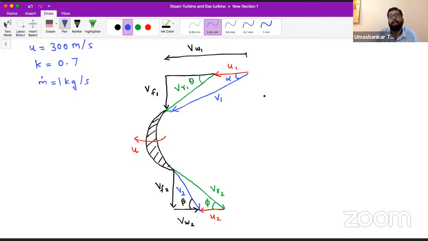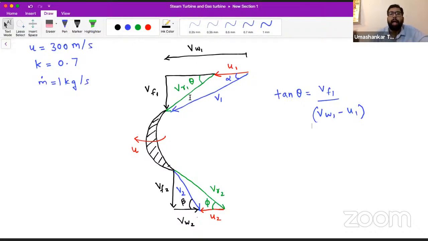So if we have to calculate theta, can I write like this, that tan theta is equal to Vf1 upon Vw1, where Vw1 is V1 cos alpha, minus U1, and U1, U2 is same only. I'm seeing this black and green triangle. So this tan theta is nothing but Vf1 upon Vw1 minus U1.